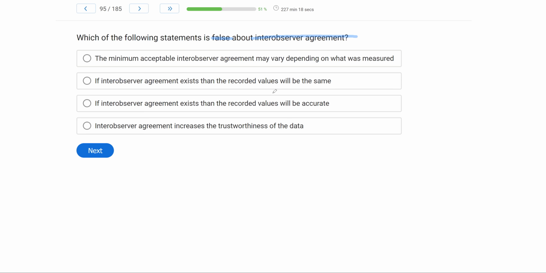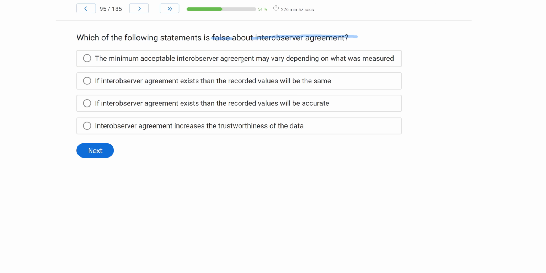Let's look at A. The minimum acceptable Interobserver Agreement may vary depending on what was measured. Is that true or false? The minimum acceptable agreement varies. Well, that can be true. Typically, we want to see 80% agreement, and 80% is not a hard and fast standard. It's just what most people use.